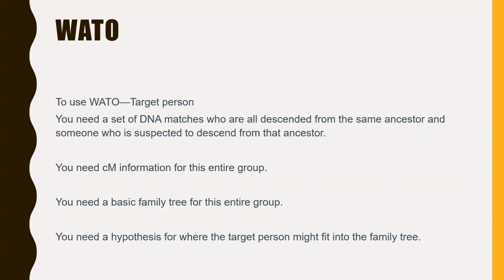So don't be intimidated. You do need centimorgan information for people. So it's not good enough just to have that tree, but you do need to have some of those identified cousins. So remember when I showed you that chart in the beginning where I had identified my mom's first and second cousins and who had tested. Also, you need a basic family tree for this group, and you need a hypothesis of where that target person might fit in, and the WATO tool will help you decide what are the odds that you're correct in your placement of that person.